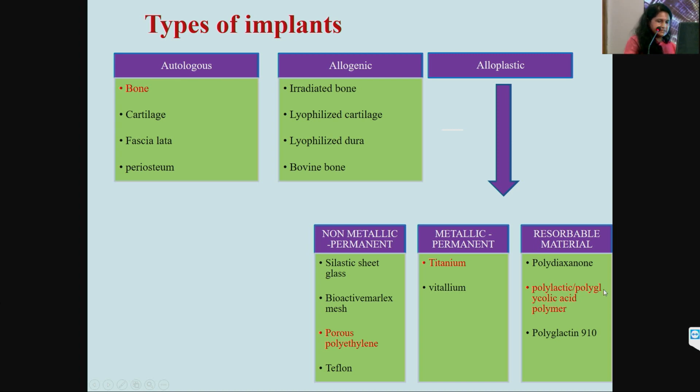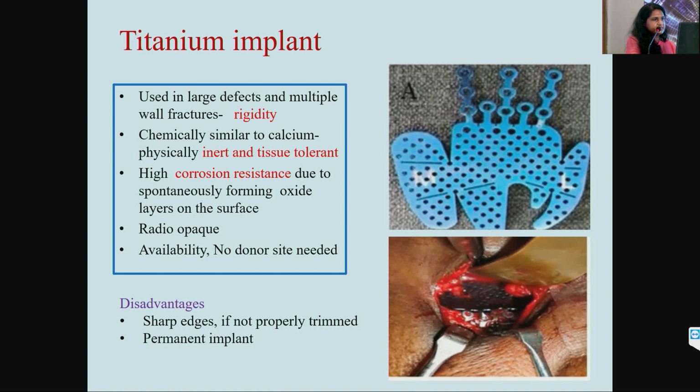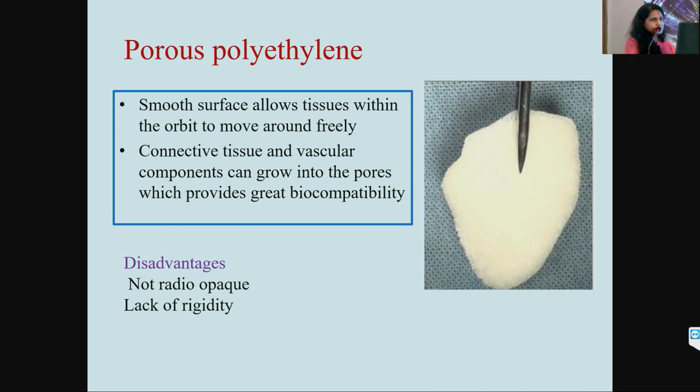Coming to titanium implant, it is used to fill very large defects and in case of multiple fractures where rigidity is required. It is chemically inert and tissue tolerant. It is highly corrosion resistant and also radiopaque. And there is no donor site morbidity. The disadvantage is that it has got sharp edges. Sometimes it can irritate the surrounding soft tissues, sometimes there is a chance of exposure. And it is a permanent implant. Next is porous polyethylene. It has got a smooth surface which allows the tissues within the orbit to move freely.